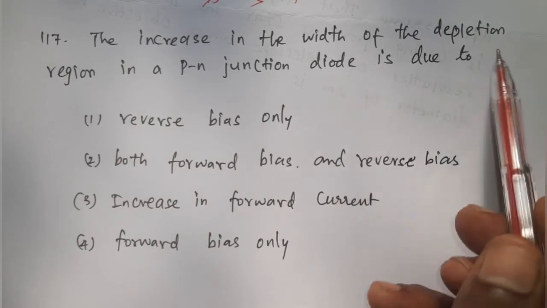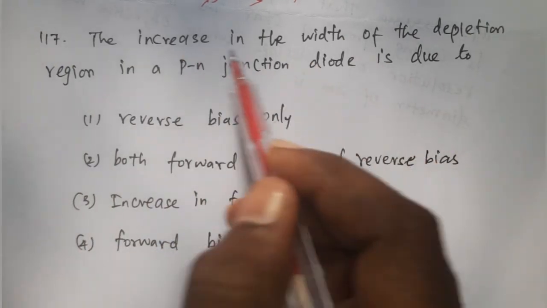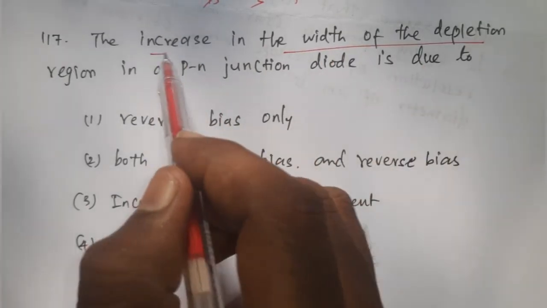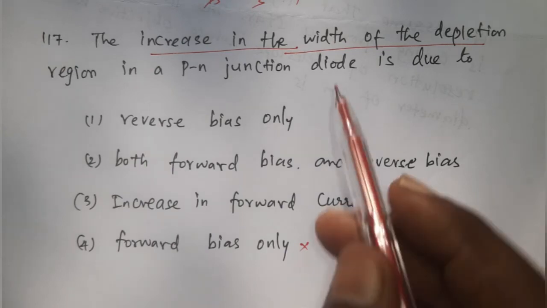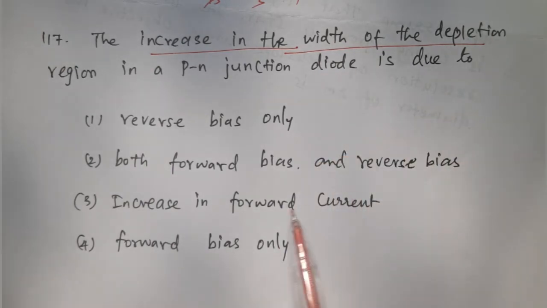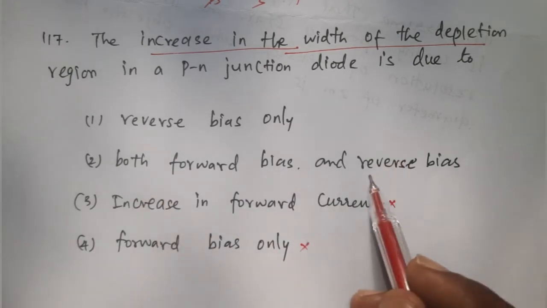The increase in the width of the depletion region in a PN junction diode is due to. So how does the width of the depletion region increase? In the forward bias, the width of the depletion region decreases. With an increase in forward current, the width of the depletion region also decreases. Both forward bias and reverse bias?